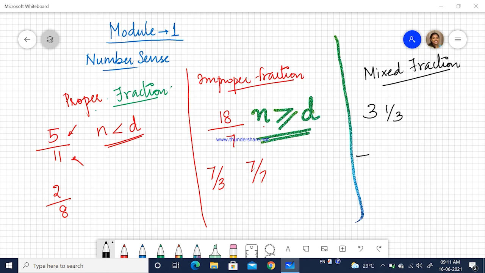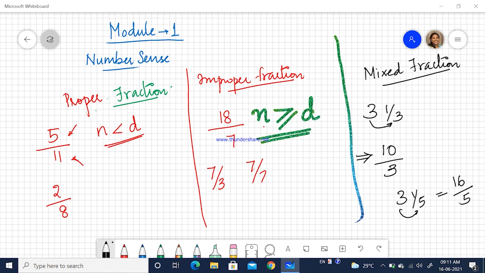So how do we convert this mixed fraction to an improper fraction? What we have to do is multiply 3 into 3, so we get 9. 9 plus 1 is 10. So 10 by 3 is the mixed fraction to fraction conversion. If I say 3 and 1 by 5, first you multiply 3 into 5, we get 15. 15 plus 1 is 16, so 16 by 5.